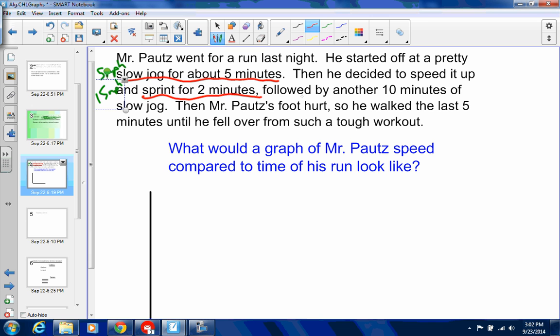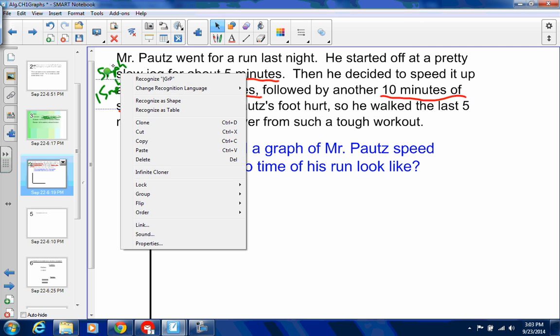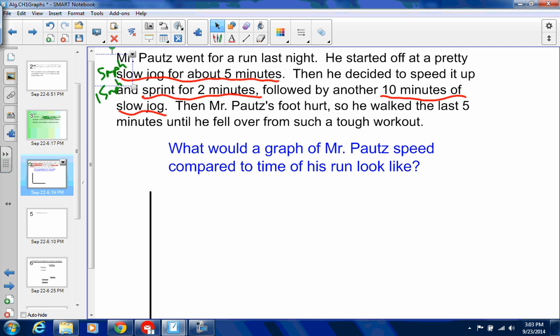Okay, then I had another 10 minutes of a slow jog. And what I can do here is just clone this, because slow jog for me is 5 miles per hour. So another 5 miles per hour.